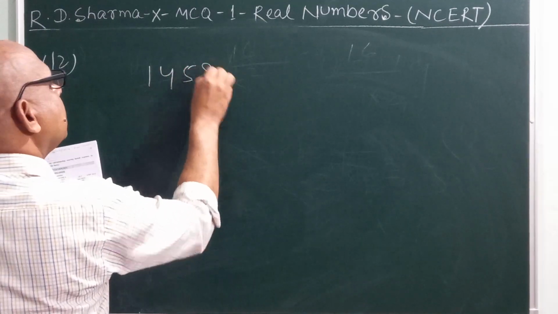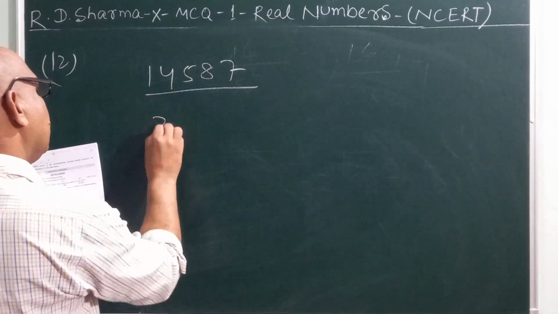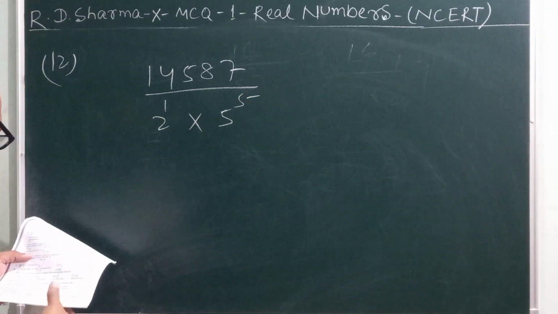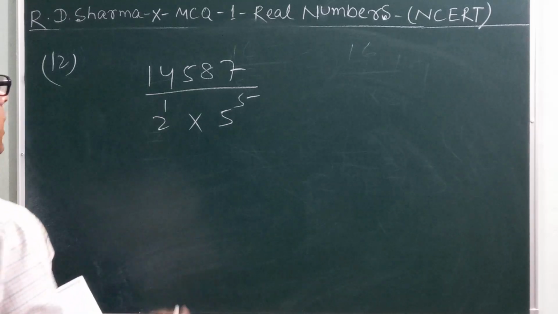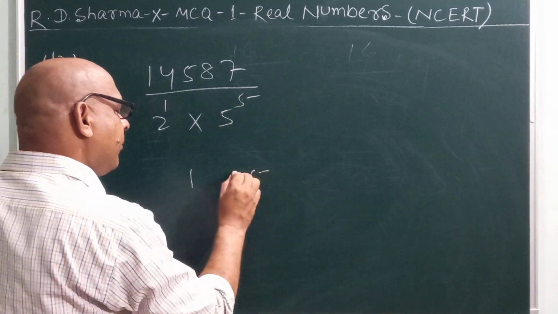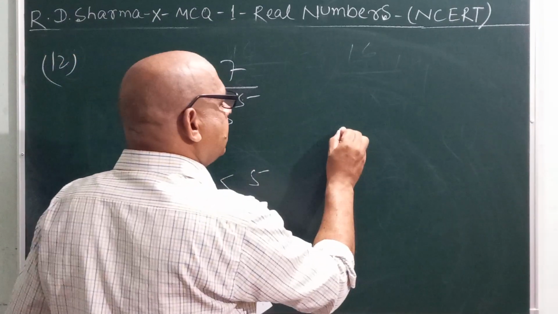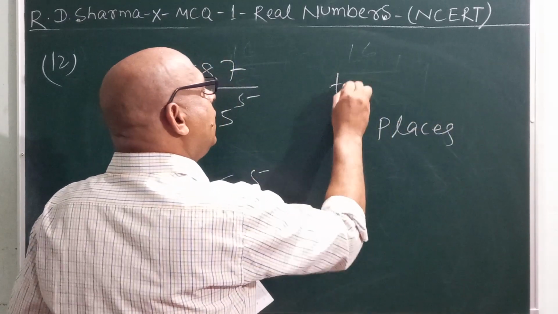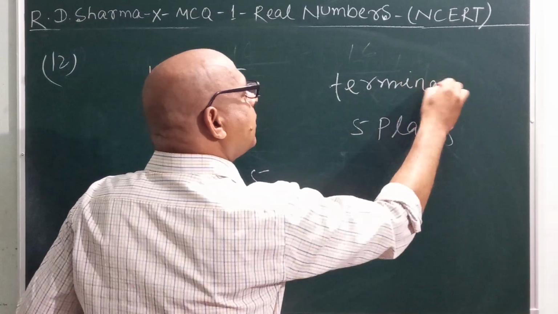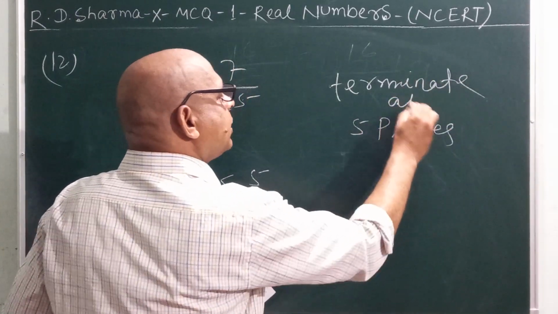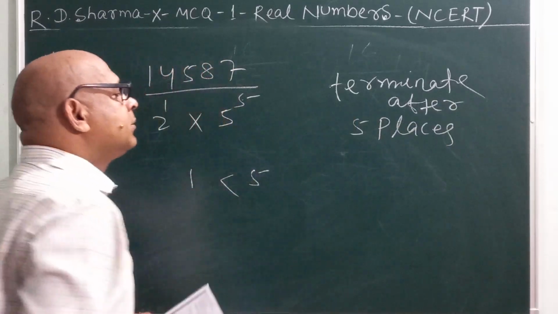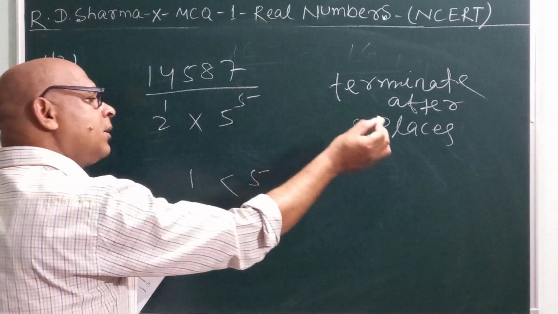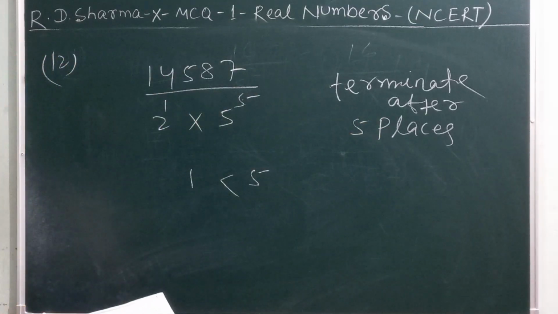The denominator has 2 to the power 1 and 5 to the power 5. It will terminate after 5 places, because 5 has the greater power. Whichever of 2 and 5 has the greater power gives the number of places, and that's the answer. 12, option B.